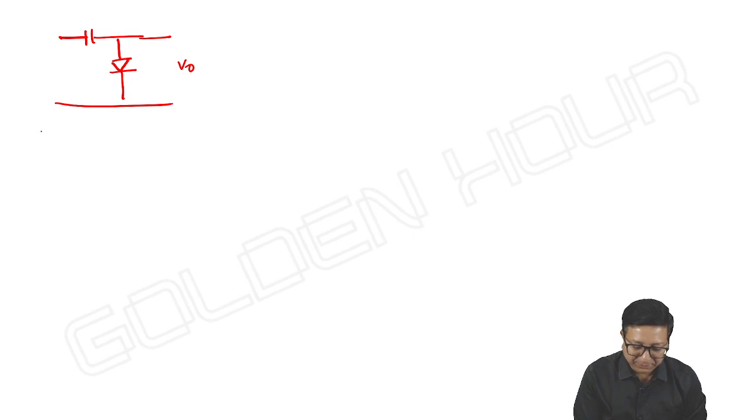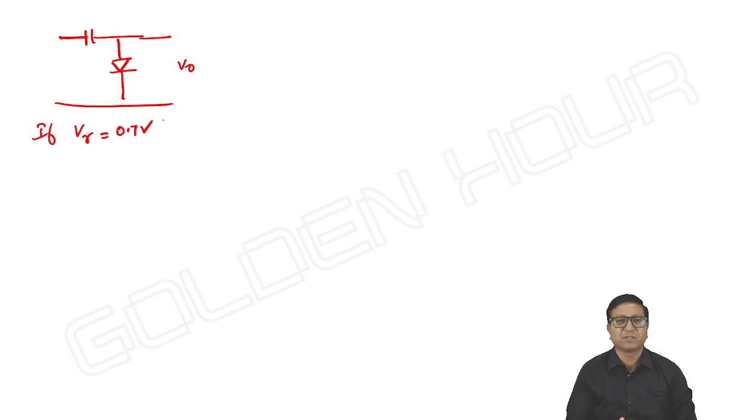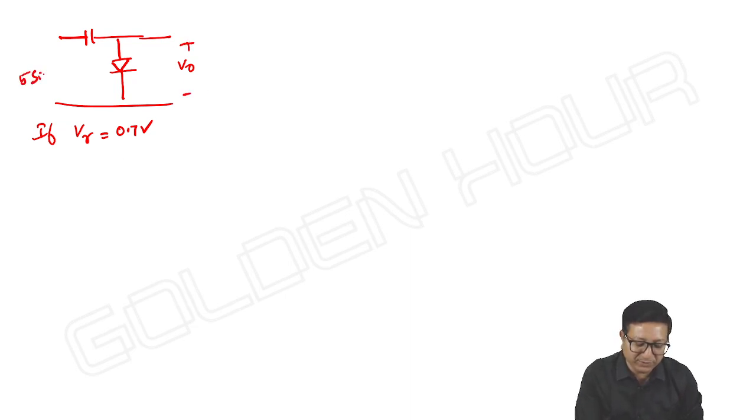Output. Suppose V gamma is given as the diode forward voltage. If V gamma is equal to 0.7 volt, maybe 0.6 or 0.7, whatever they give, then what happens? How to analyze it? Input is the same 5 sin omega t. I'm just generalizing it, taking some example: 5 sin omega t, the capacitor.